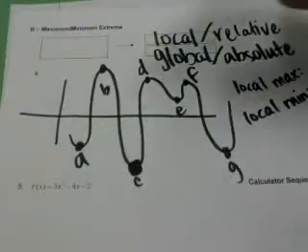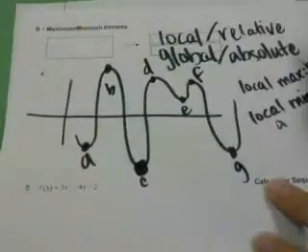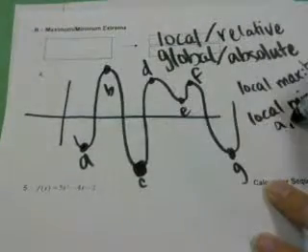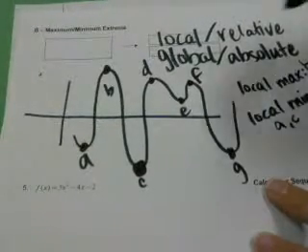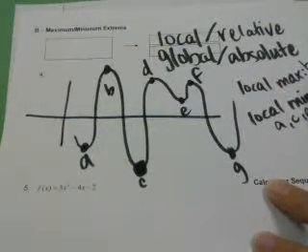Local maximums would be anything that's a maximum. A would be a minimum. B would be a maximum. C would be a minimum. D would be a maximum. E would be a minimum. F would be a maximum. G would be a minimum.